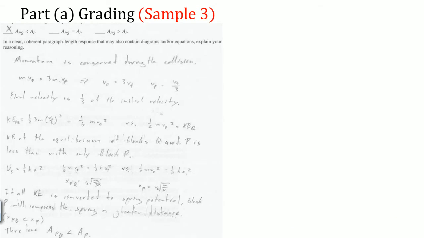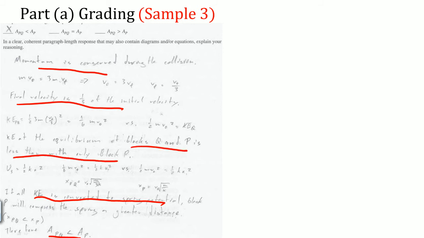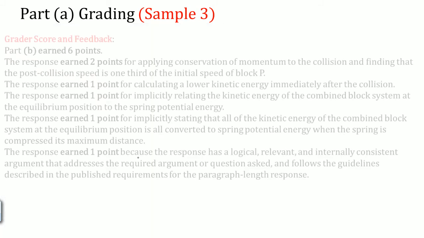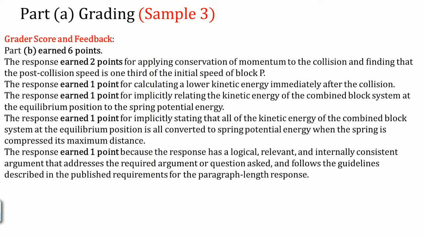Take a look here. So here, the student does earn the first point for stating the principle or law. Here, they said momentum is conserved. Alright, good. And then final velocity is 1/3 of the initial. Then, what else did they say? Kinetic energy is converted to spring potential. And therefore, it's less. And the block here is less than the block of B. Yeah, so that's it. So they earn all points.